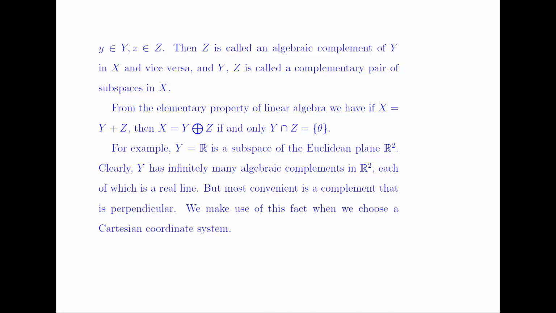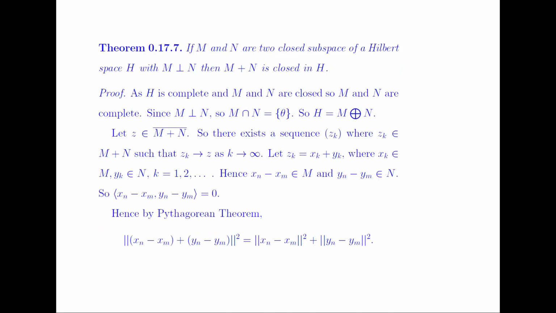From elementary linear algebra, if X = Y + Z, then X = Y ⊕ Z if and only if the intersection of Y and Z is the zero vector. For example, if Y = R, the real line, is a subspace of the Euclidean plane R², clearly Y has infinitely many algebraic complements in R², each of which is a real line. But the most convenient is a complement that is perpendicular. We make use of this fact when we choose a Cartesian coordinate system.